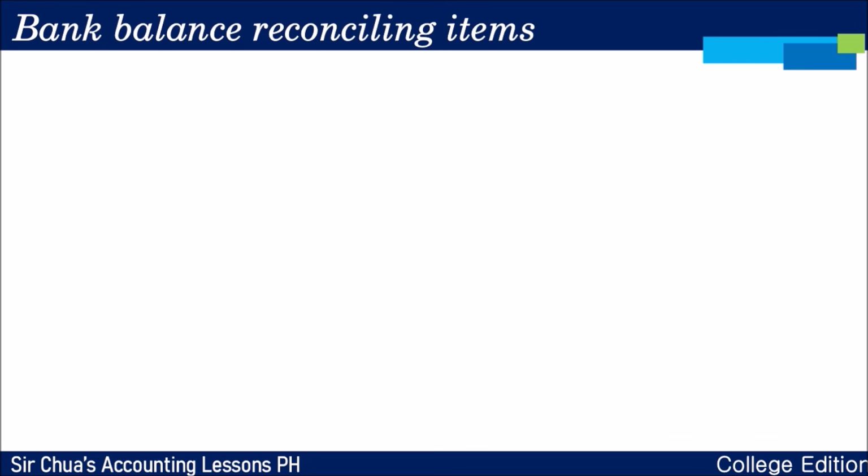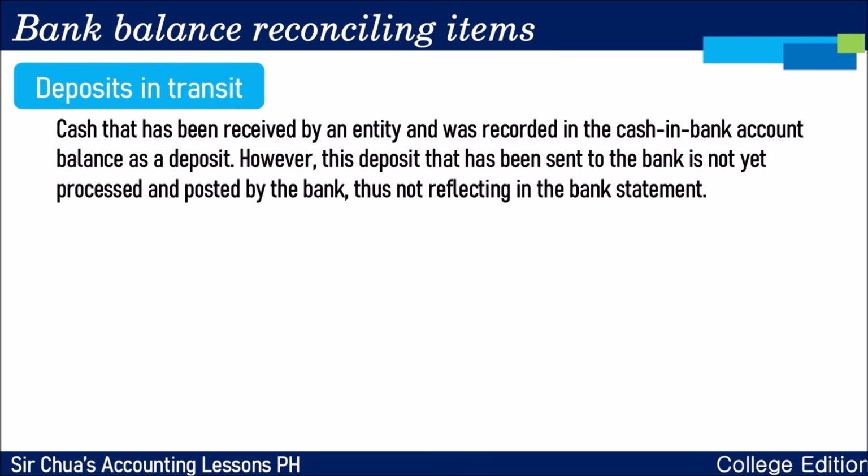Okay, so now let's talk about the reconciling items, and unahin po natin, ano po ba yung mga reconciling items na sa bangko po nakakonekta. Okay, the first one is what we call deposits in transit. Cash that has been received by an entity and was recorded in the cash and bank account balance as a deposit. However, this deposit has been sent to the bank, is not yet processed and posted by the bank, thus not reflecting in the bank statement.